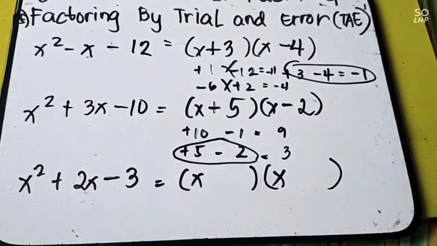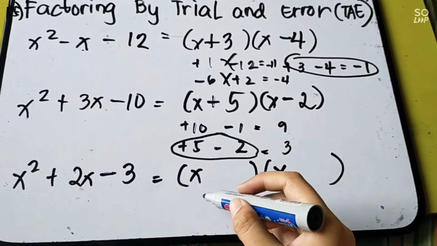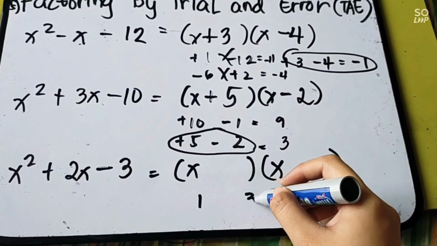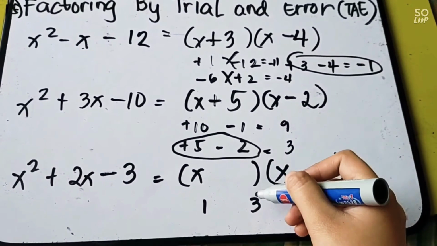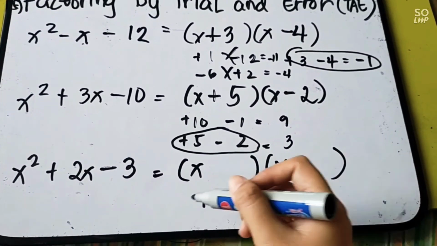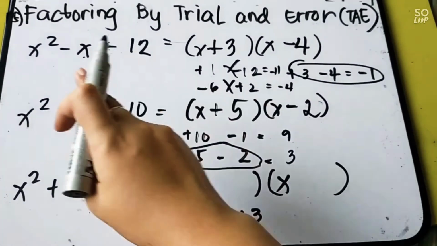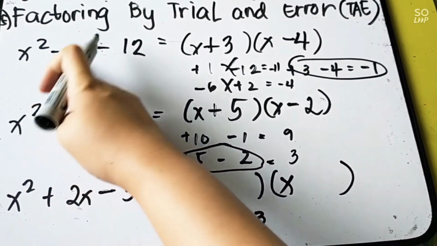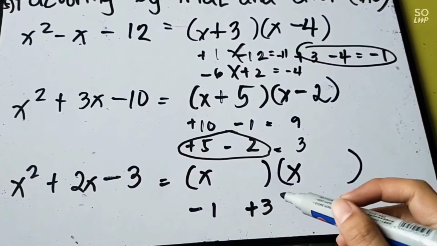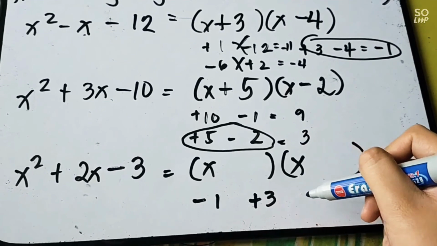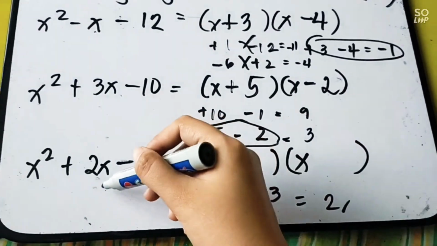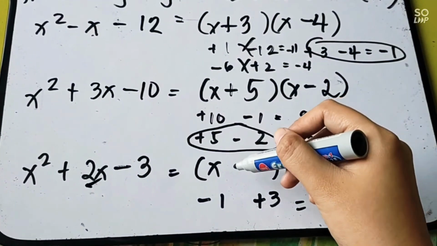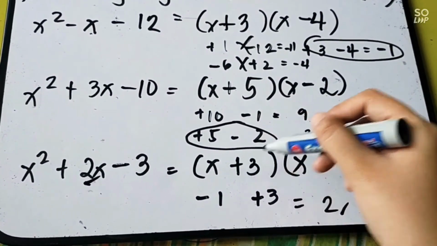We have here 3. The factors of 3. Isa lang naman, 1 at saka 3. Since positive ito, kailangan yung higher number ang positive. Higher number is positive, then this one is negative. Pag ito negative, the higher number should be negative. Is it clear? So, the answer is, if you are going to add this one, the answer is 2. Lumabas yun. So, we have here plus 3, then minus 1.